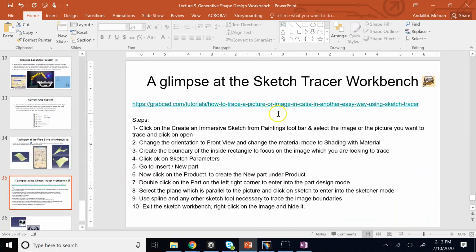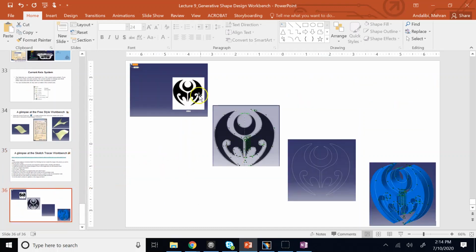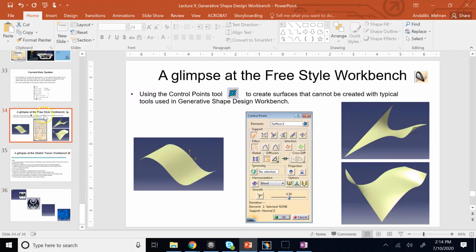And then I also show you a good workbench called Sketch Tracer, which is very good for creating objects that are basically like extrudes. They have a constant cross section, and from the cross section I can get a picture from somewhere, and I want, let's say, to reverse manufacture them. How can I do that? I'll show you. So let's first go over Freestyle, and I show you some stuff about Freestyle.